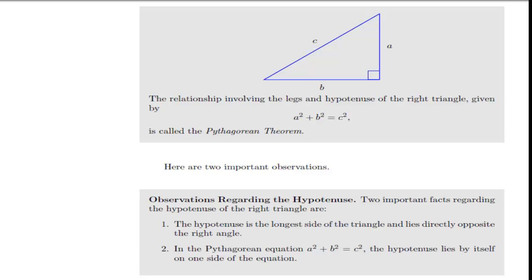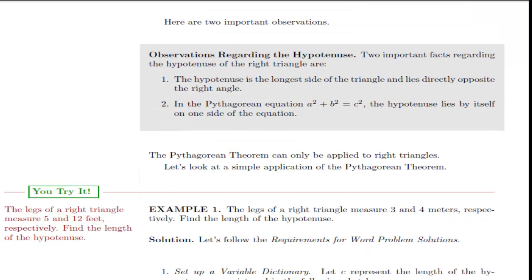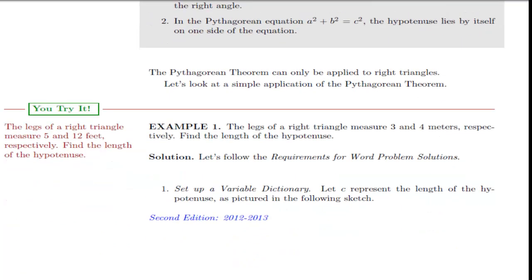Here are two important observations regarding the hypotenuse of the right triangle. 1. The hypotenuse is the longest side of the triangle and lies directly opposite the right angle. And 2. In the Pythagorean equation, a squared plus b squared equals c squared, the hypotenuse lies by itself on one side of the equation. The Pythagorean Theorem can only be applied to right triangles. Let's look at a simple application of the Pythagorean Theorem.